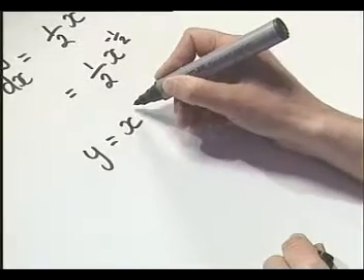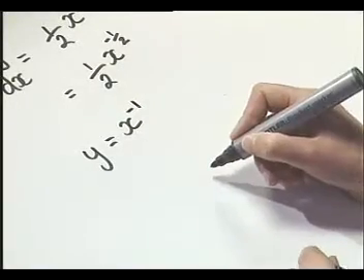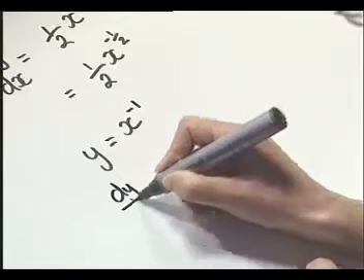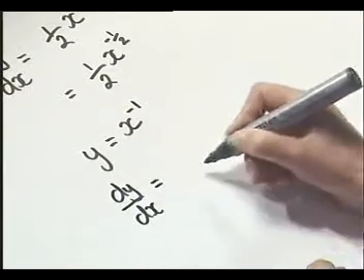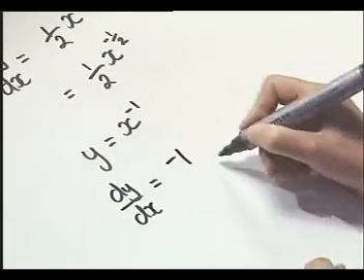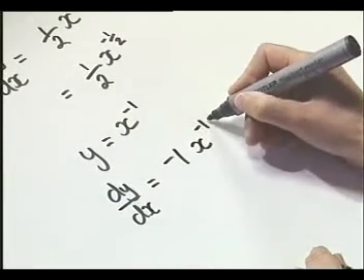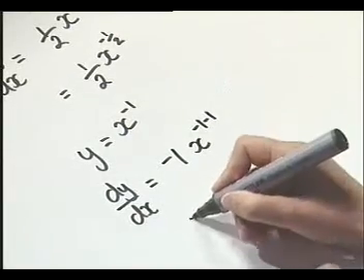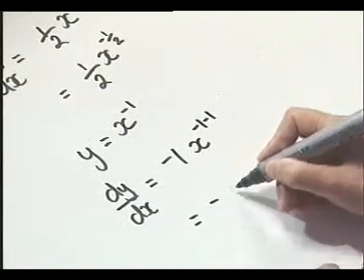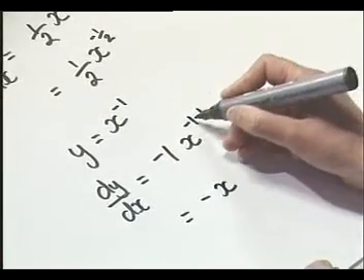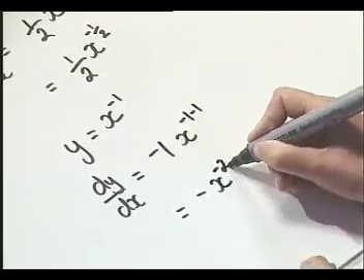So y equals x to the power of minus 1. So dy by dx equals, let's bring the power down, minus 1 times x to the power of minus 1, take away 1. So we have minus x to the power minus 1 is minus 2.